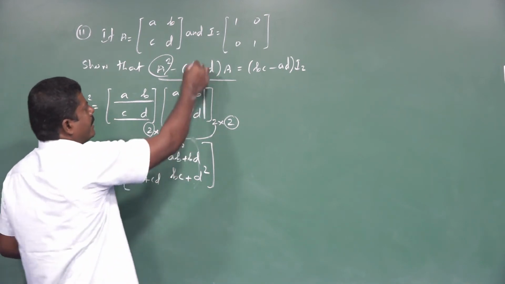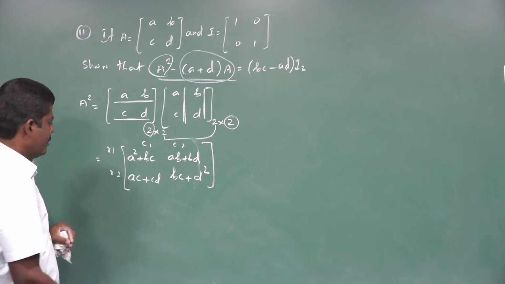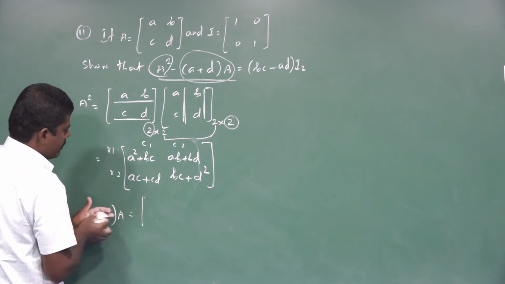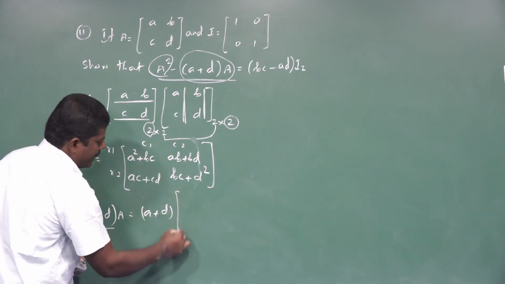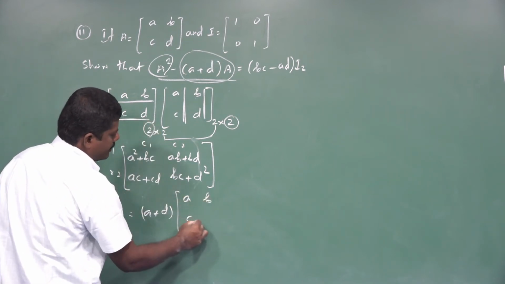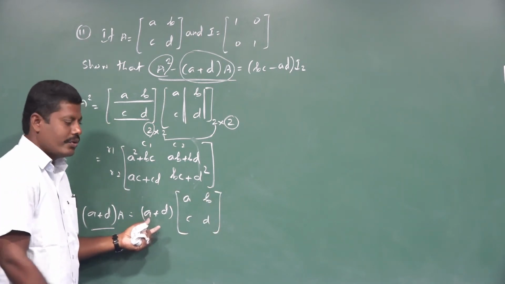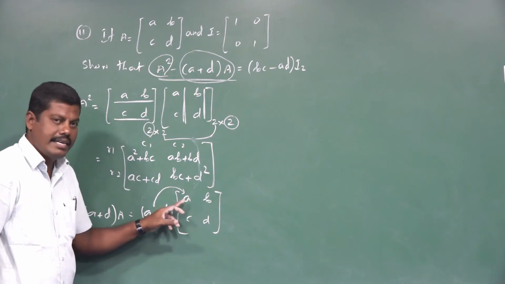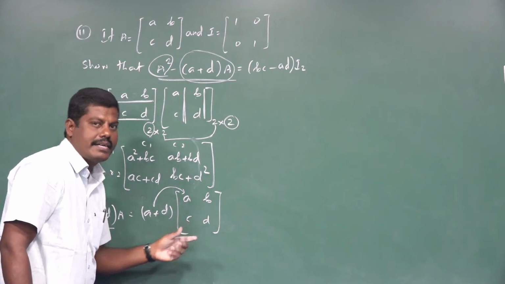Next I want to find out (A plus D) times A. You take A plus D as it is, multiplied by the matrix A, B, C, D. A plus D is not a matrix, understand? This is a value. You want to multiply A plus D with each and every element of this matrix.